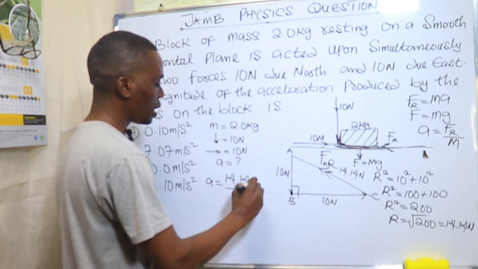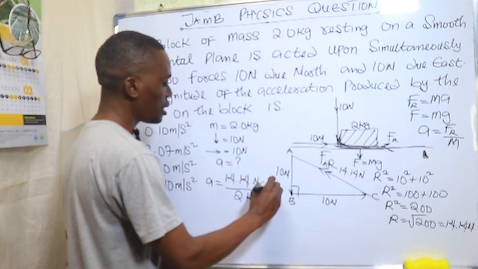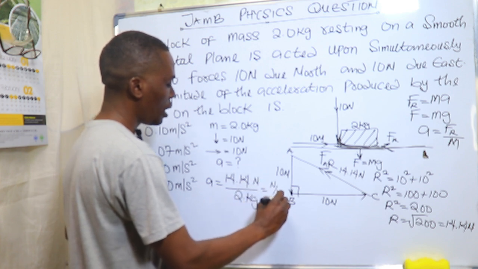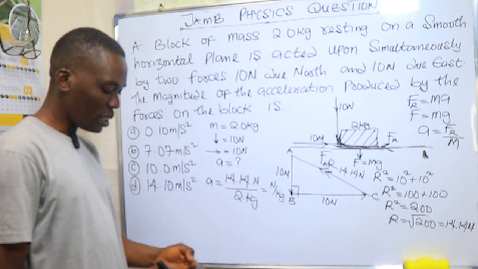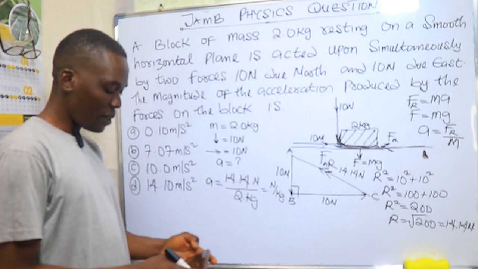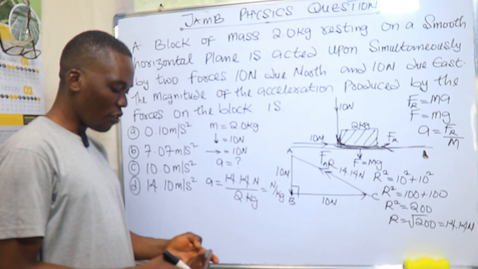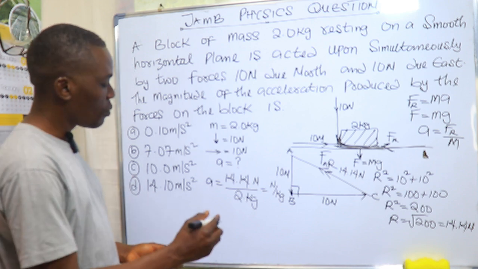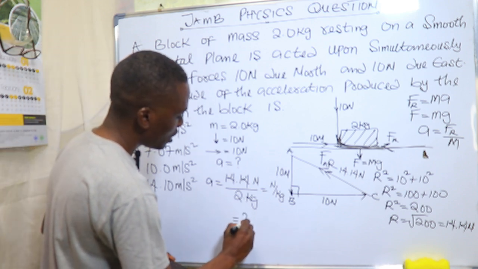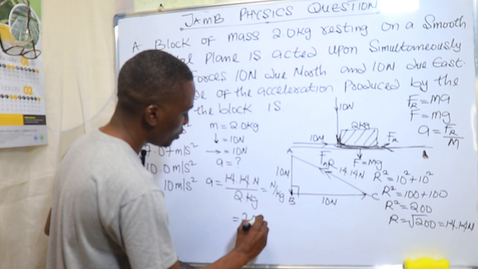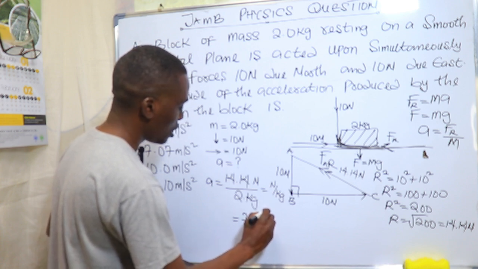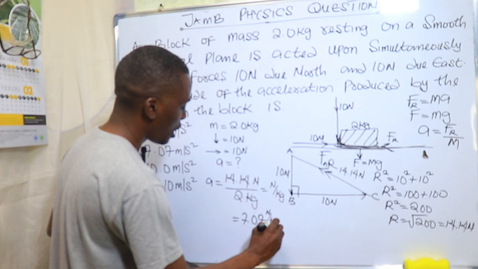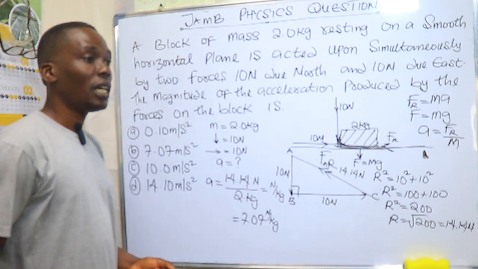Which is 2 kg, and this one now in Newton. So you see we will get Newton per kilogram. So if you divide this now, 14 point this divided by 2, it will give me 7.07 Newton per kg. That is it.